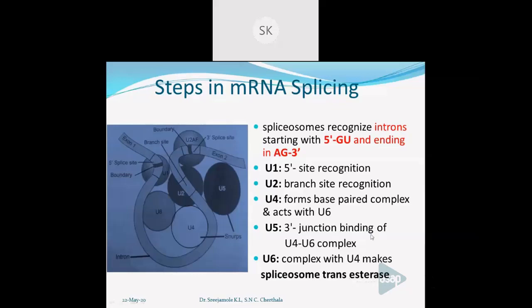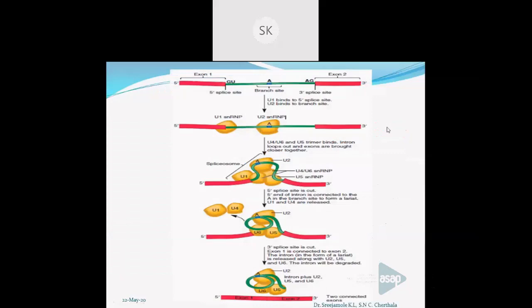So this is the process. Here you can see in this diagram, these are the exons, the red or pink colored ones, and then in the next process, the U1 snRNP binds to the 5' splice site.